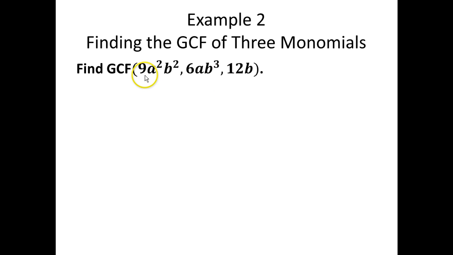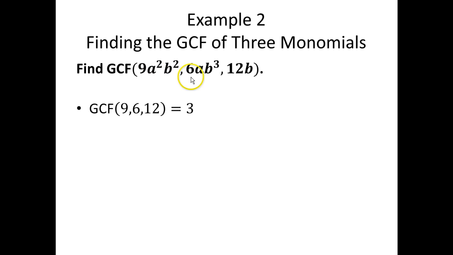Because 9 I could write as 3 times 3, 6 I can write as 3 times 2, so already the greatest common factor of these two is 3. And I could write 12 as 3 times 4, so the greatest common factor of 9, 6, and 12 is 3. Next thing I look at is my variable a.